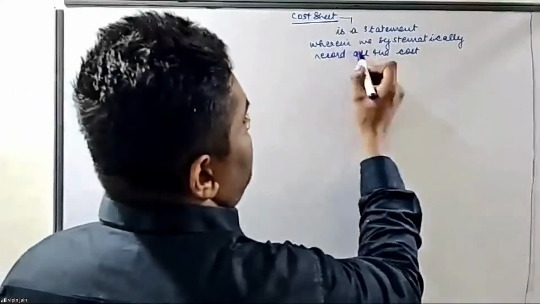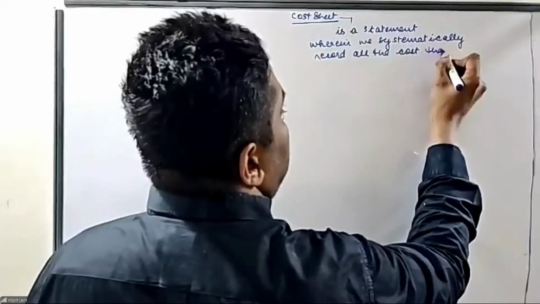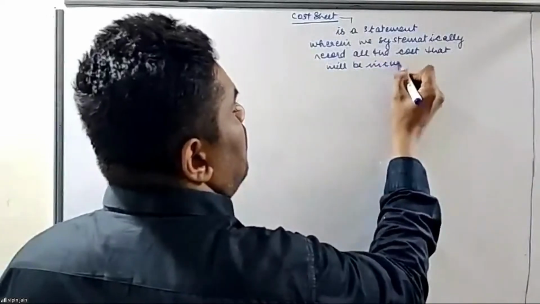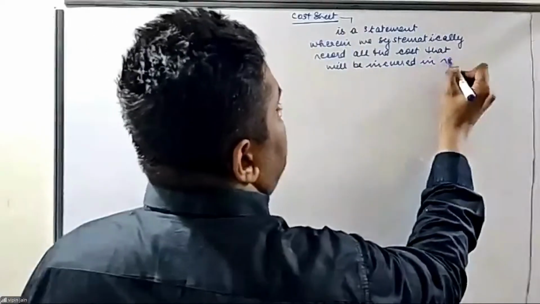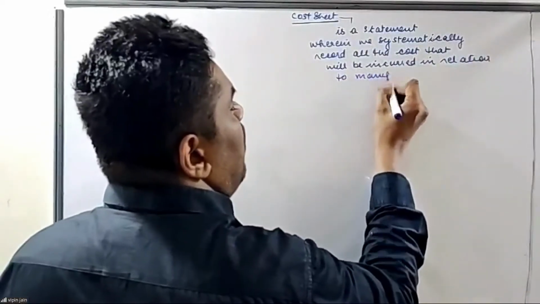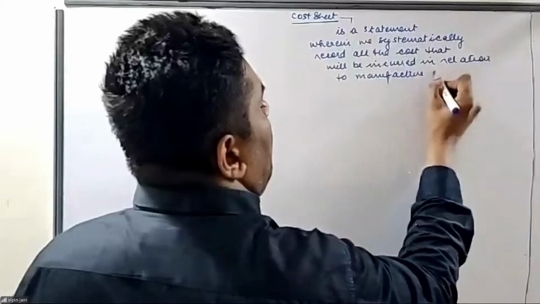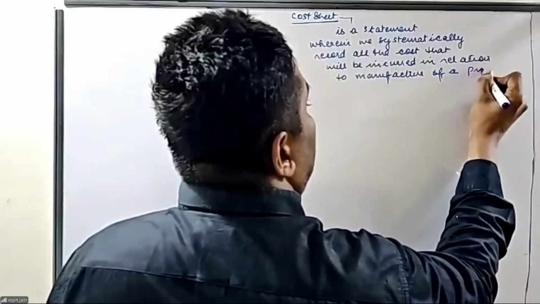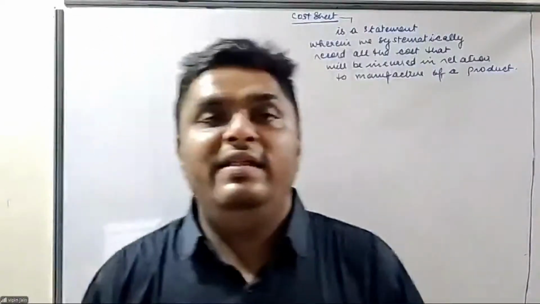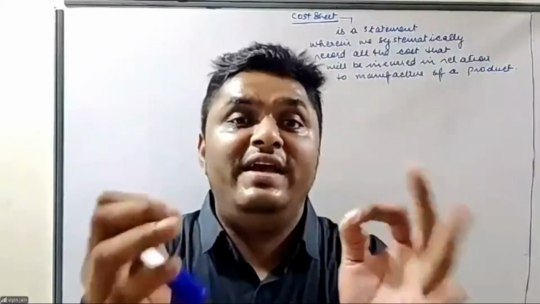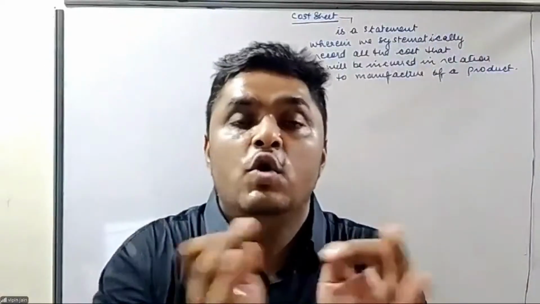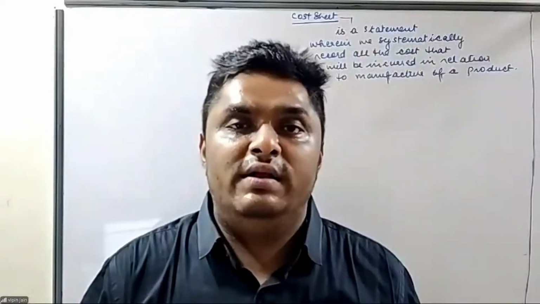Cost sheet is a statement wherein we systematically record all the cost that will be incurred in relation to manufacture of a product. So in Hindi, we can say cost sheet क्या है? एक स्टेटमेंट है जिसमें हम लोग जो भी कॉस्ट इनकर होने वाला है एक पर्टिकुलर प्रोडक्ट को मैन्युफैक्चर करने के लिए उसको हम सिस्टमैटिकली रिकॉर्ड करते हैं.